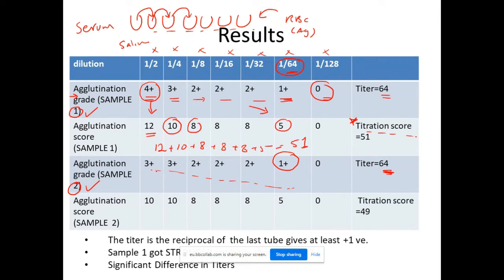However, here we can see it's quite less reactivity. Here it's +3, so we give 10. To calculate the titration score, the titration score is 49. So if we use the titer only, we can say that sample 1 and sample 2 are almost the same, isn't it? When we used the normal titer method, sample 1 and sample 2 appeared to have the same titration, because both gave me 64. However, when we use the alternative way and calculate the titration score, we can recognize which one has the higher titer, sample 1 or 2.